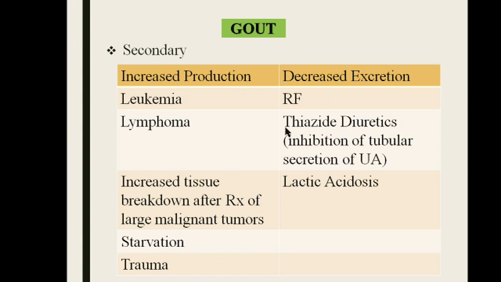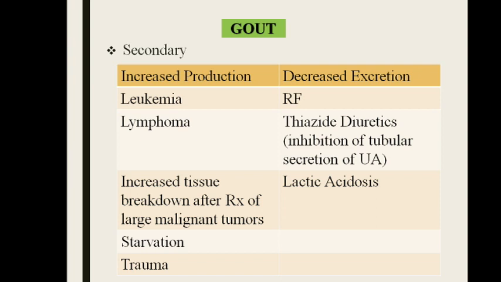What happens in renal failure? RF stands for renal failure. In a patient presenting with renal failure, the tubular reabsorption and the excretion mechanism is hampered, and thus the uric acid gets retained in the blood, leading to hyperuricemia.